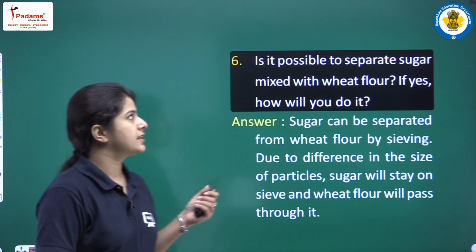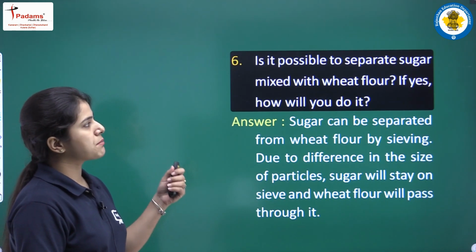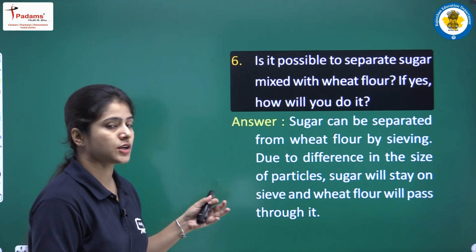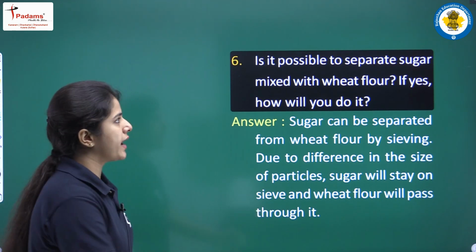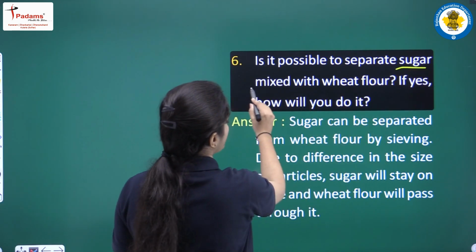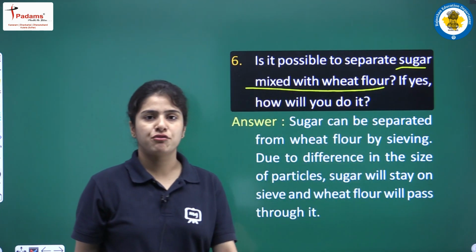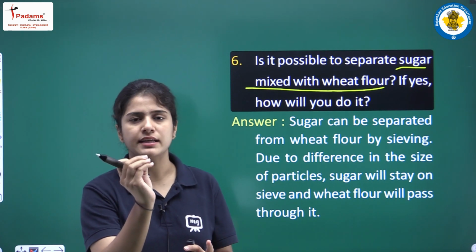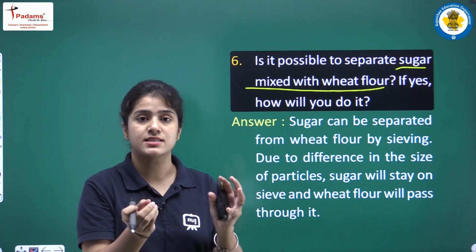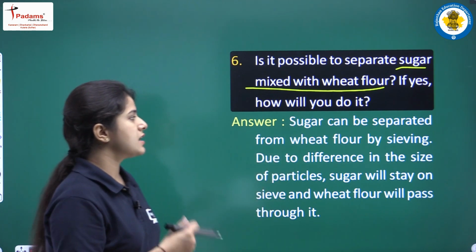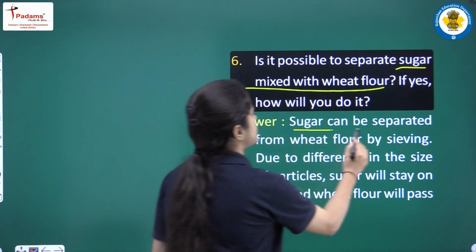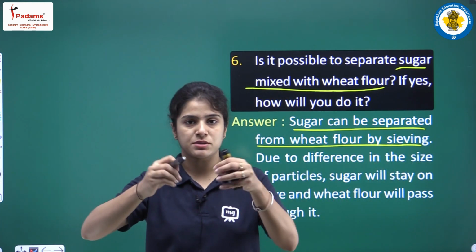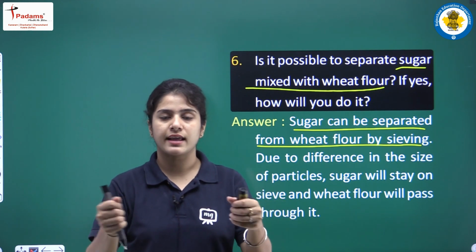The next question is: is it possible to separate sugar mixed with wheat flour? If yes, how will you do that? This is very simple. You have sugar mixed with wheat flour. Wheat flour is very fine, whereas sugar is a larger or heavier particle compared to wheat flour. What will happen? Sugar can be separated from the wheat flour by sieving, because with the help of a sieve you put that mixture in the sieve. You will just do it like that.